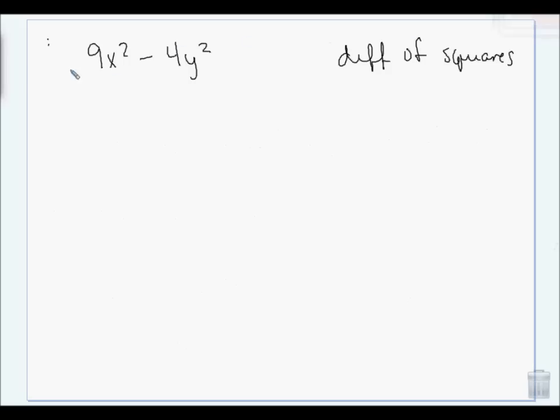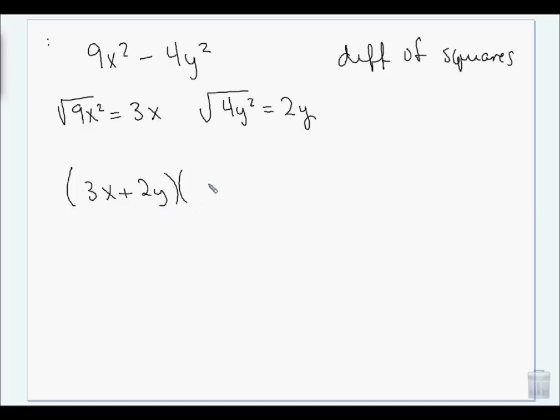So to factor difference of squares, we take the square root of the first term, and we take the square root of the second term, and then we put those in parentheses with a plus and then a minus, or a minus and then a plus. That really doesn't matter, just so long as one of them's plus and one of them's minus.